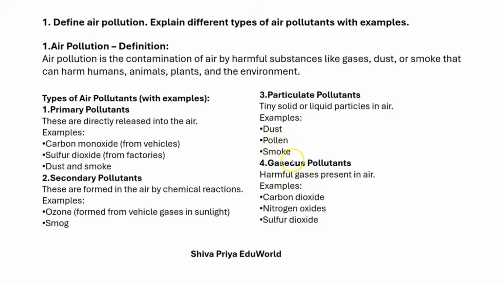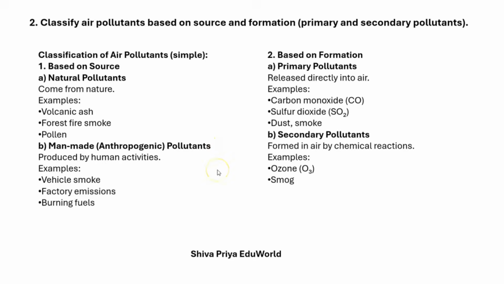And the fourth one is gaseous pollutants, which means harmful gases present in the air. I have already told you that carbon dioxide, nitrogen oxide, sulfur dioxide, these are all gaseous pollutants present in the air. Clear? These are all the 4 types of air pollutants which are polluting the air. Clear? Let us move to the second question.